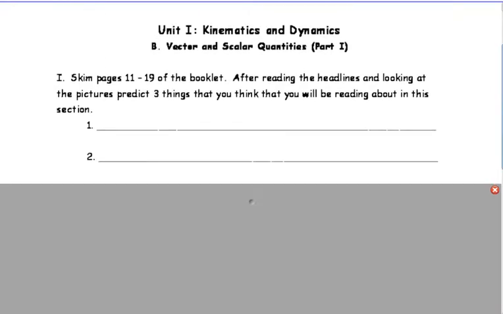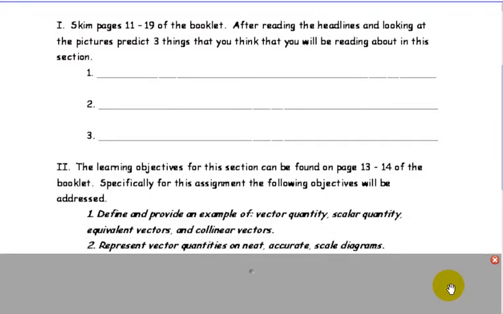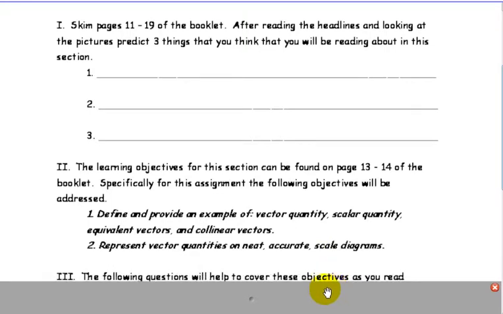If we look at the objectives for this, here we're going to look at the beginning parts of vectors. So define and provide an example of vector quantity, scalar quantity, equivalent vectors, and collinear vectors, and also represent vector quantities on neat, accurate scale diagrams using rulers and protractors.